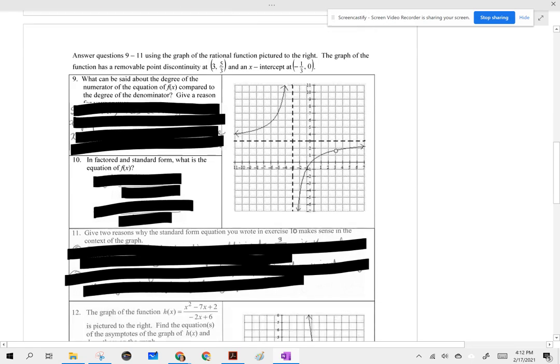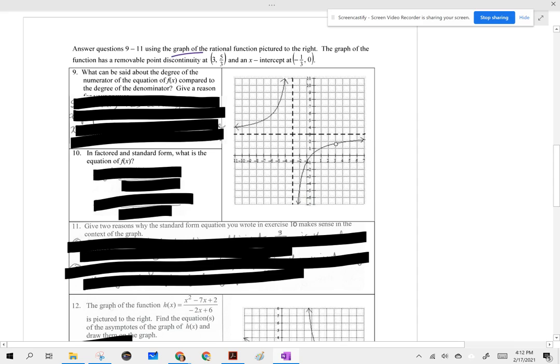All right, so 9 through 11 says using the graph, we are going to answer these questions. It says the graph has a removable point discontinuity at (3, 5/3) and an x-intercept, which is this guy right here, at (-1/3, 0). Okay, so number 9, what can be said about the degree of the numerator compared to the degree of the denominator, and then give a reason. So answer number 9.